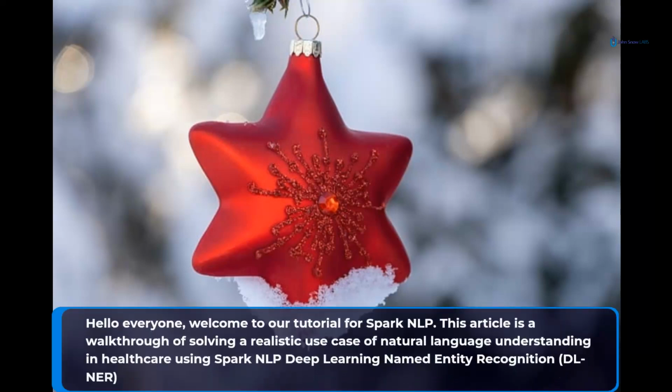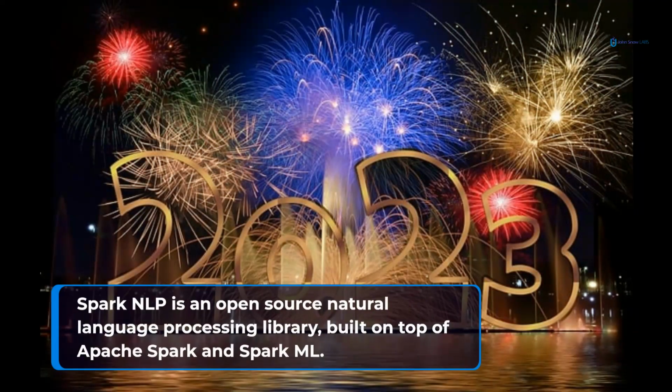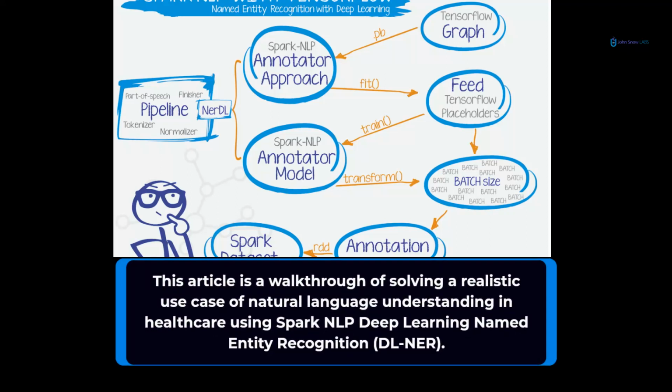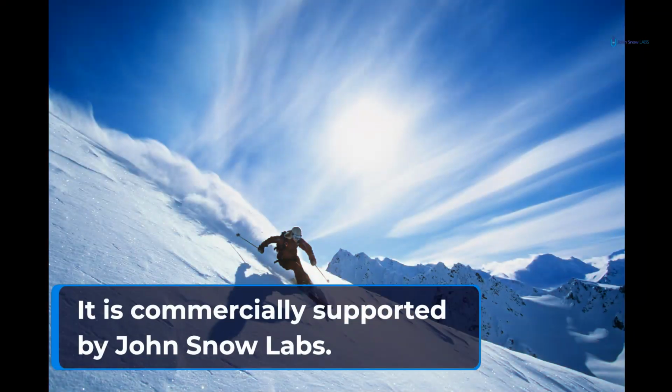All of them are included as open source and may be used by training models with your data. Spark NLP is an open source natural language processing library, built on top of Apache Spark and Spark ML. This article is a walkthrough of solving a realistic use case of natural language understanding in healthcare using Spark NLP Deep Learning Named Entity Recognition, DL-NER. It provides an easy API to integrate with ML pipelines. It is commercially supported by John Snow Labs.